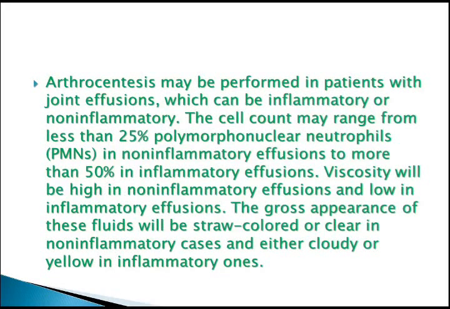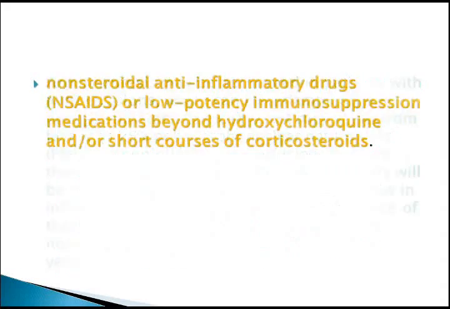The cell count may range from less than 25% polymorphonuclear neutrophils (PMNs) in non-inflammatory effusions to more than 50% in inflammatory ones. Viscosity will be high in non-inflammatory effusions and low in inflammatory effusions. Gross appearance of these fluids will be straw colored or clear in non-inflammatory cases, or either cloudy or yellow in inflammatory ones. So try to memorize that, try to write it down.